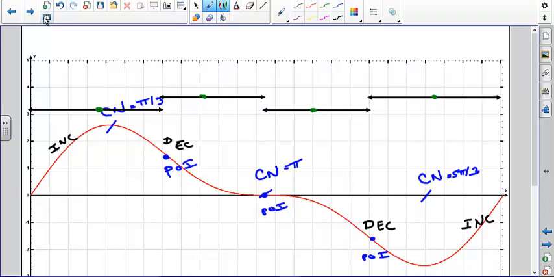So if we put the table together, we would have noticed that across this critical number there wasn't any change in the increasing versus decreasing. So that's how we could have told whether those were minimums or maximums.